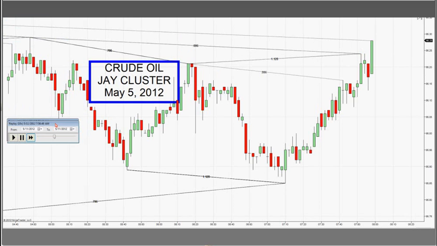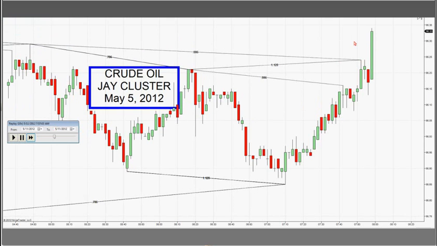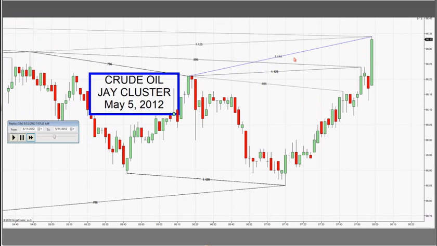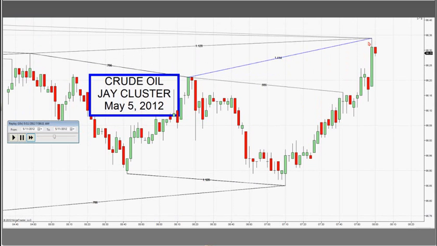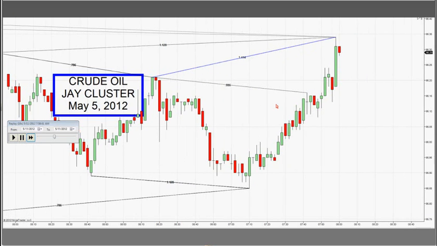Okay, let me move this down a little bit. All right, so we're coming up to a 1.414 projection. Here it is right there. That's a possible high. It's a possible high right now projecting live. So there she rolls over. She's starting to roll over now. Okay, so this will plot in all markets. Now this works with all markets.